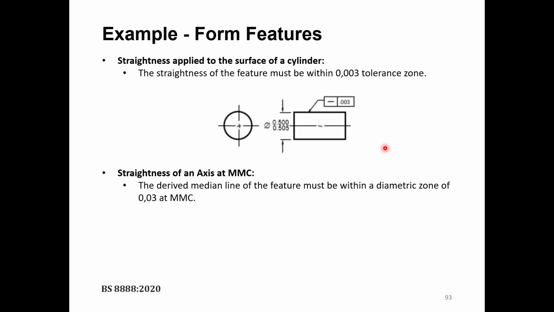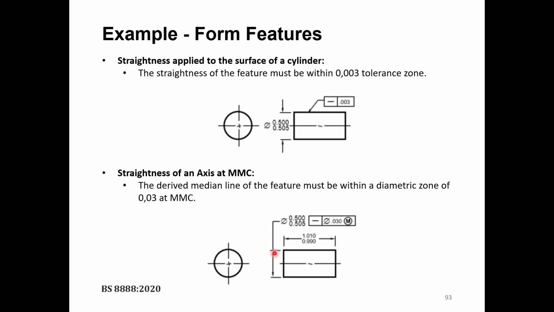Straightness of an axis at maximum material condition. So we have a cylinder here, and for this one, we have the size, which is the maximum material condition, the minimum material condition. And then we have a center line for this cylinder, and the straightness of this center line or this axis is defined as follows. It says the straightness of the center line should be within phi 0.03 at the maximum material condition.